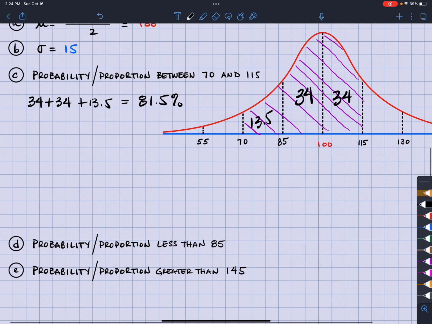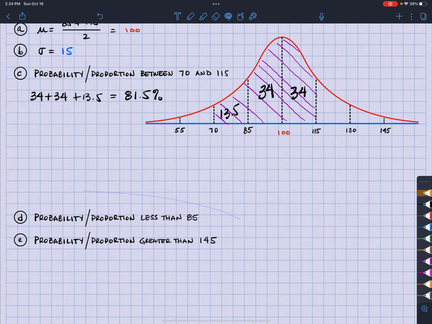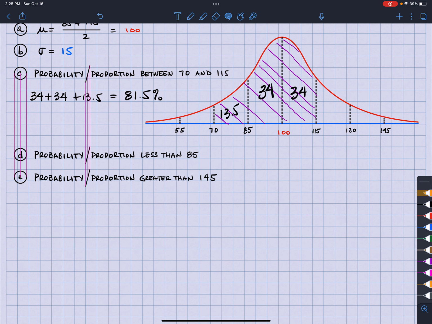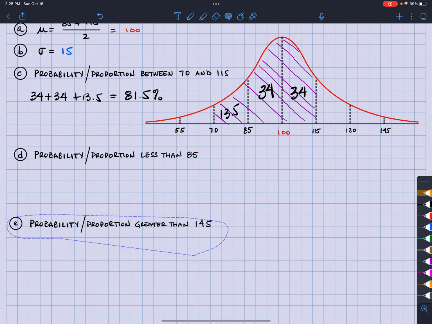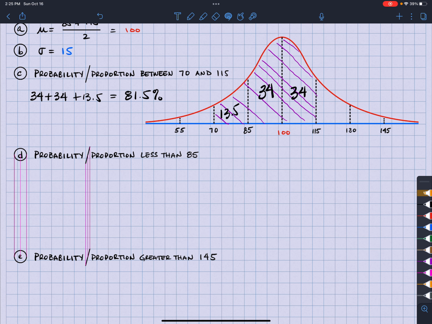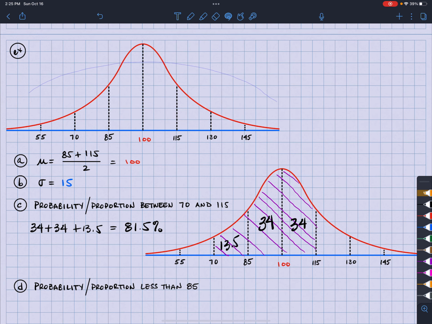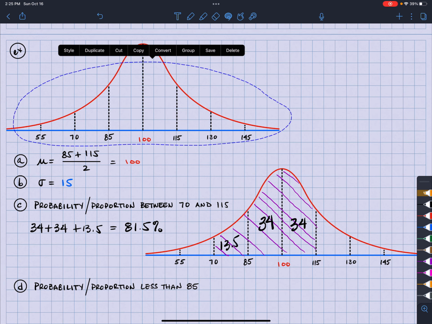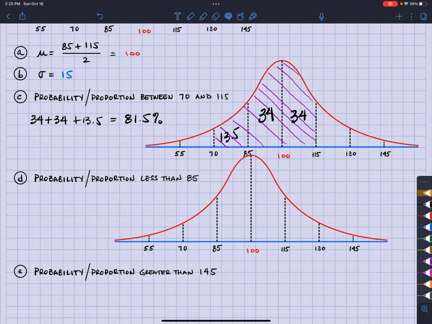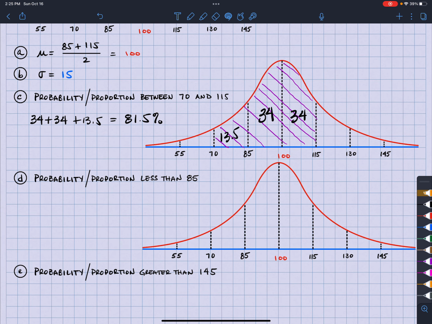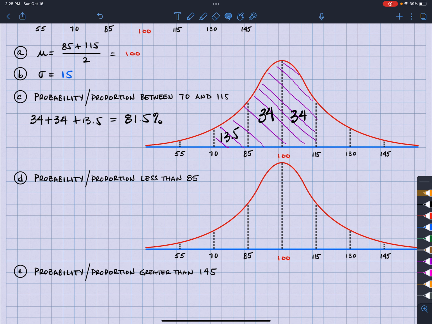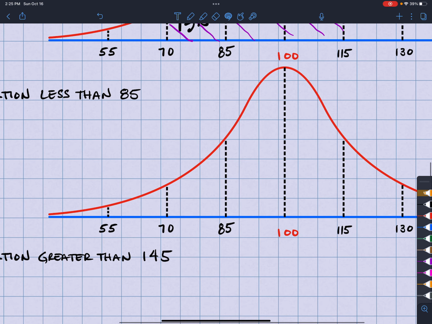All right, so that's that one. Now let's do the same thing here for this. Let me move it down here. So what is this asking for? Less than 85. So it wants everything here.